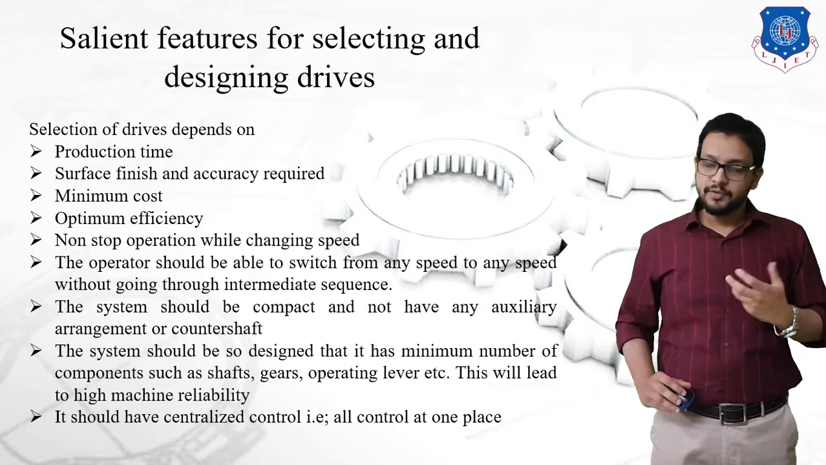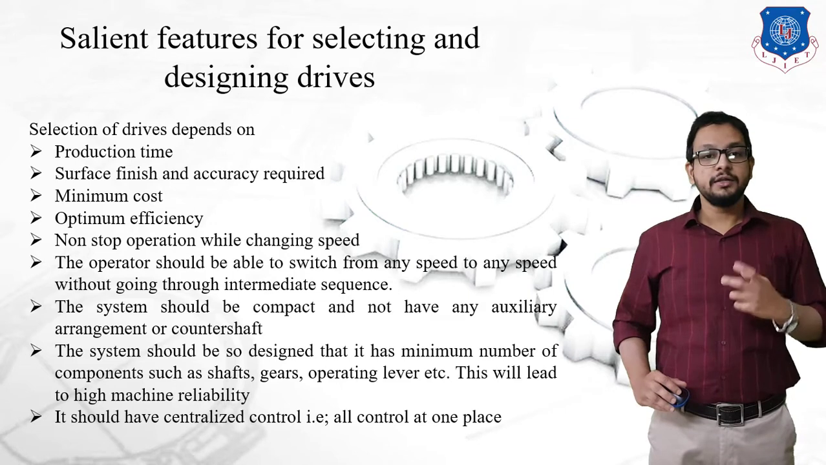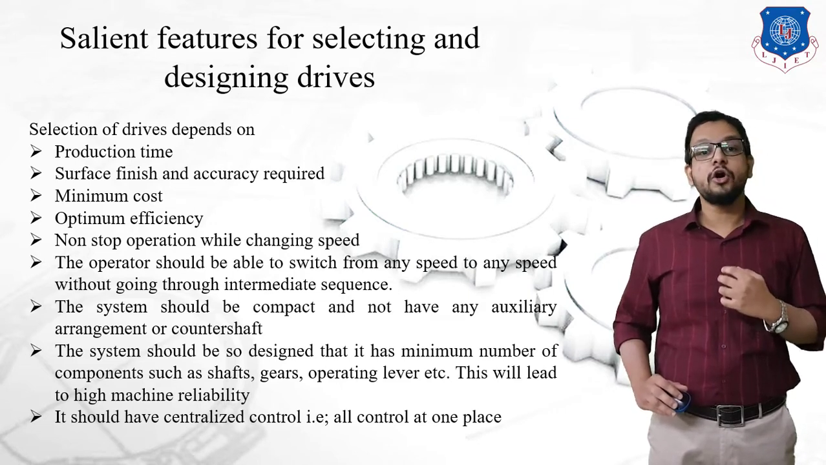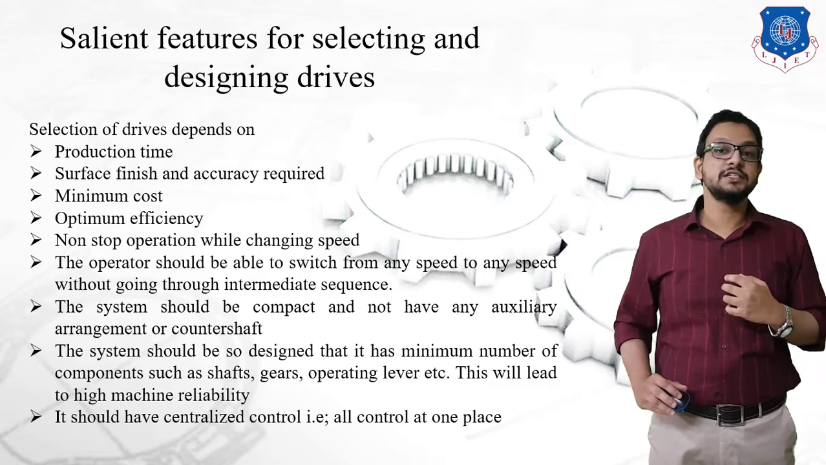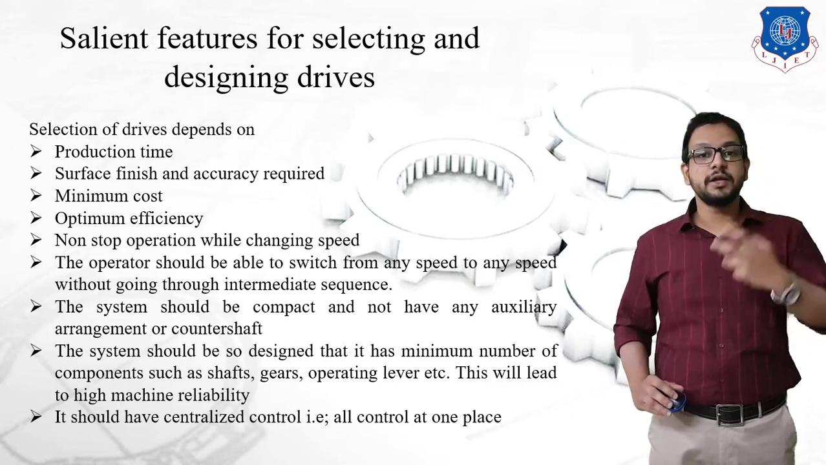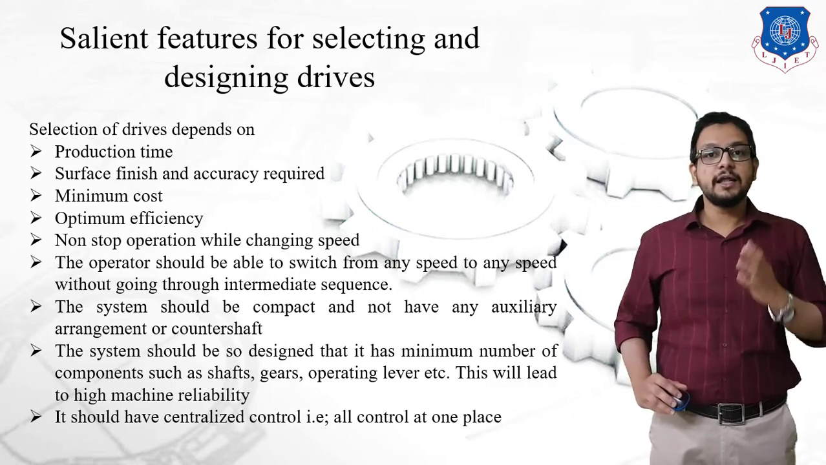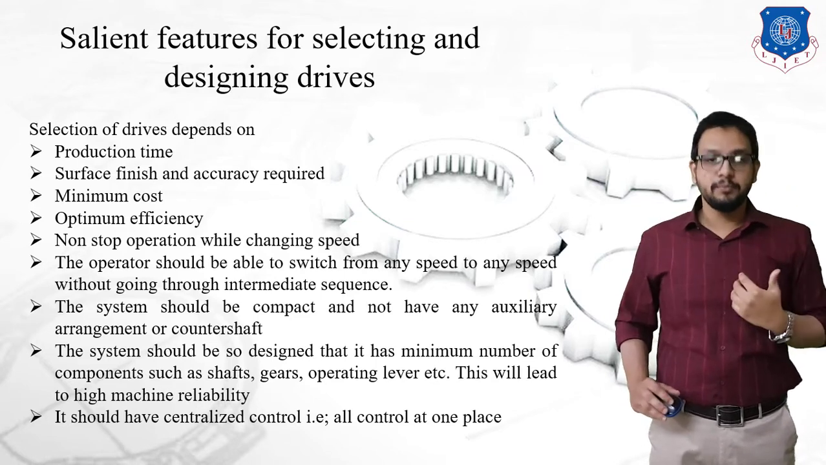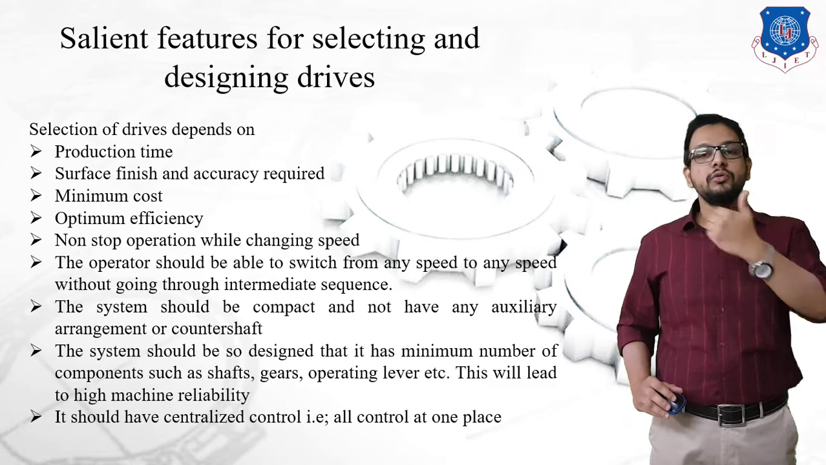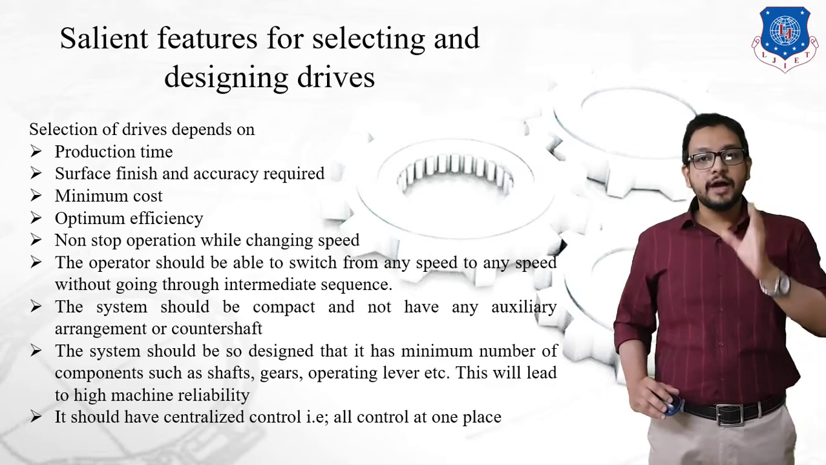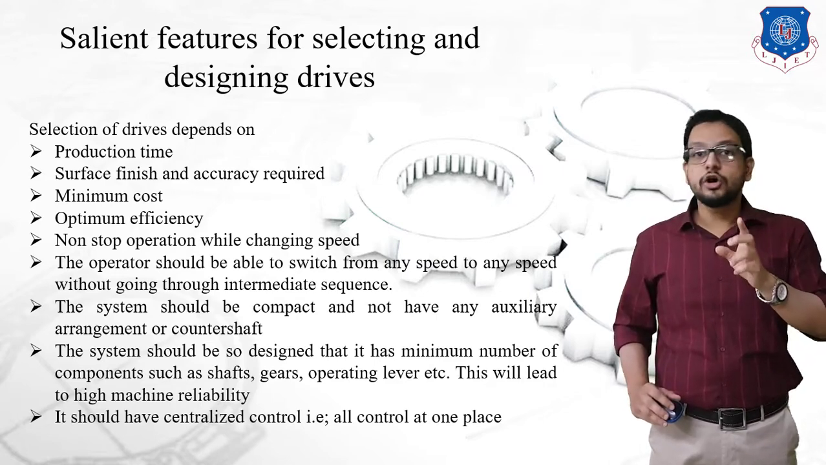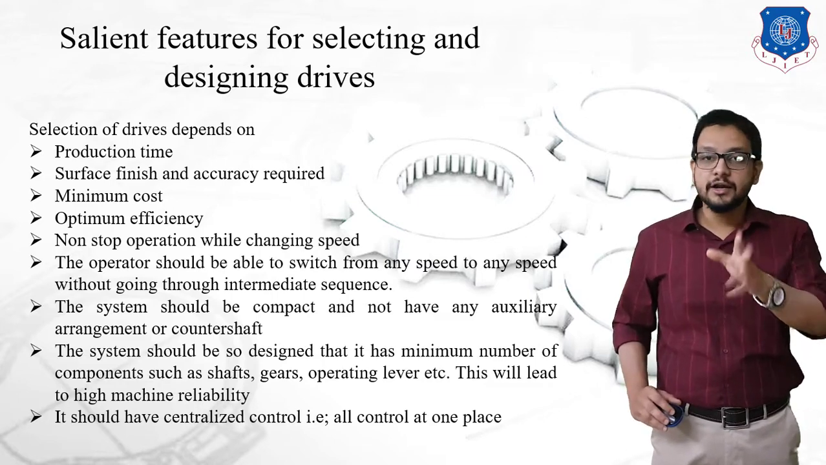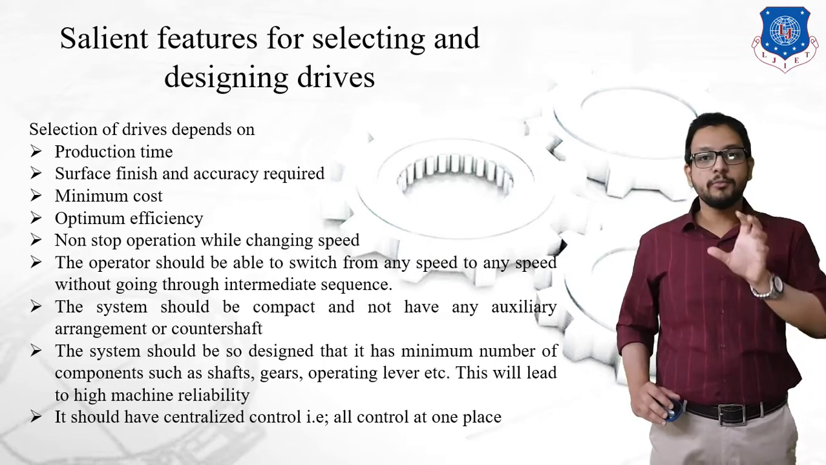Next, optimum efficiency. The next point is most important, that is a drive should be such that it should provide a non-stop operation while changing the speed. Now what does this mean? For example, while changing a speed from N1 RPM to N2 RPM, the drive should be such that it should not stop the machining process, and it should not stop the electric motor, non-stop operation.